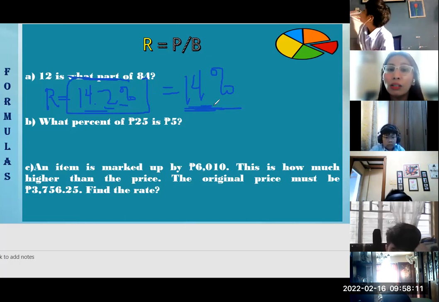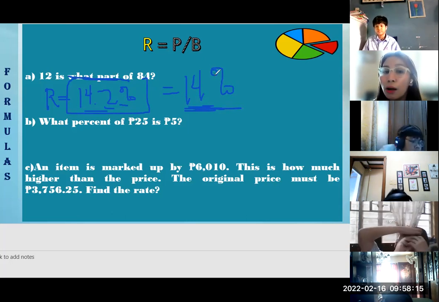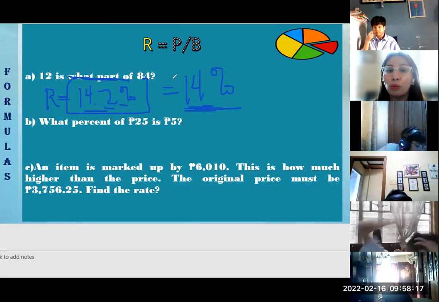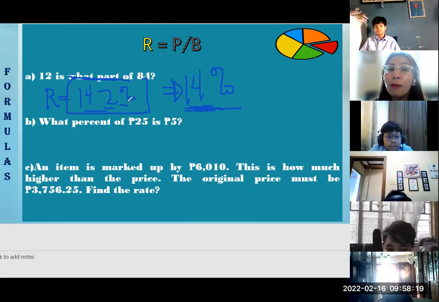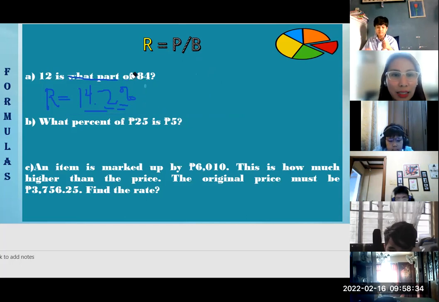Kunyari, sinabi niya katulad nito, always round your answers to the whole number. So, 14 yung kukunin nyo. Okay? Pero yun nga, for your answer to be accurately correct, always get the 2 digits ng decimal places. Ayan. Good question, Nathan.